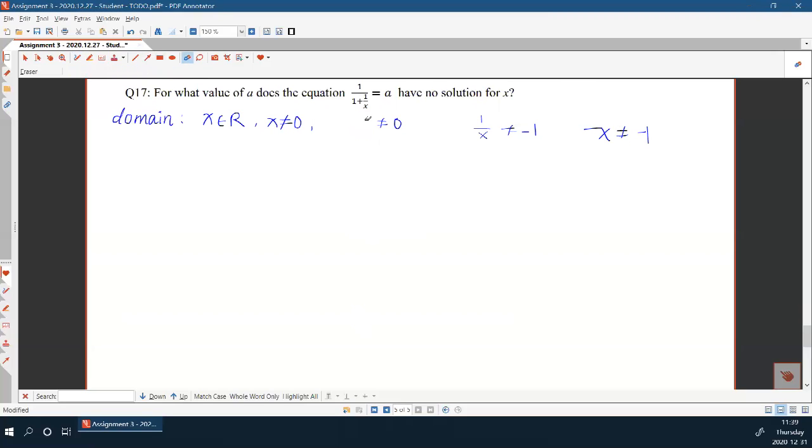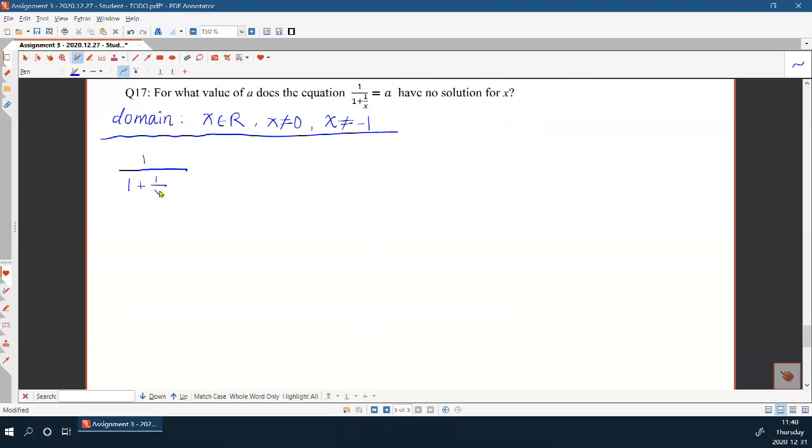So we rewrite this to x cannot be minus 1, right? Because if x is minus 1, the whole denominator here is 0. That cannot happen because 0 cannot be a denominator. So the domain here is x could be any real number except 0 and minus 1, right? Okay, this is very important. If we make this clear, next we can try to solve this equation.